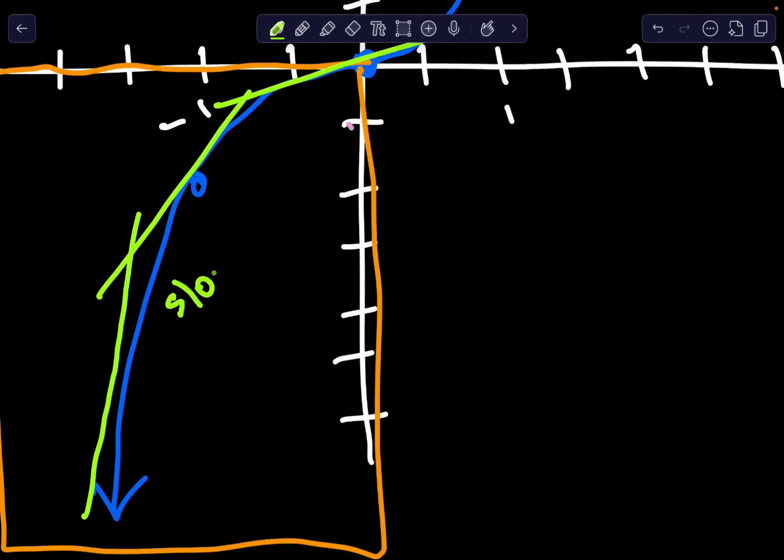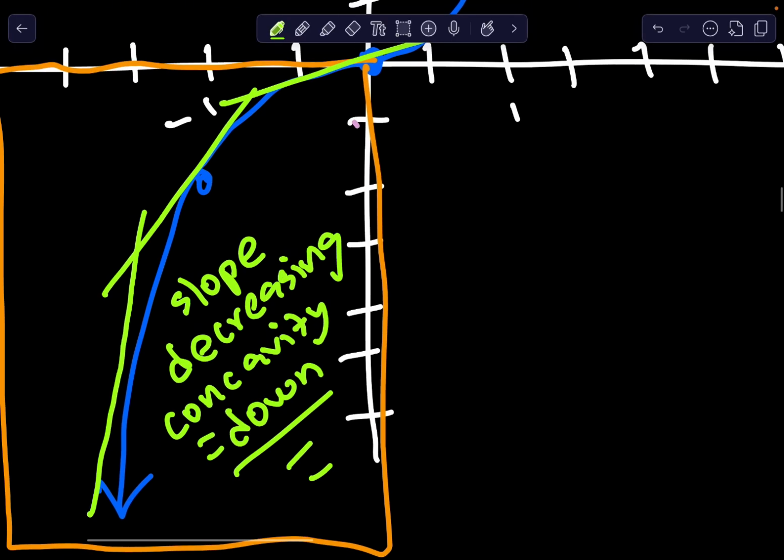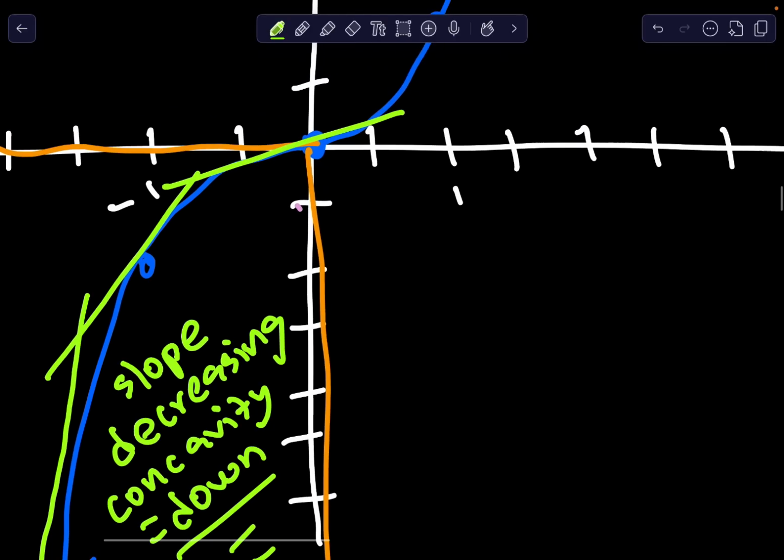So slope decreasing, which means our concavity equals down. We're concave down because our slope is decreasing. Slope is decreasing there. We're becoming more negative of sorts, or we're getting closer to a negative value. So our slope is actually decreasing there.